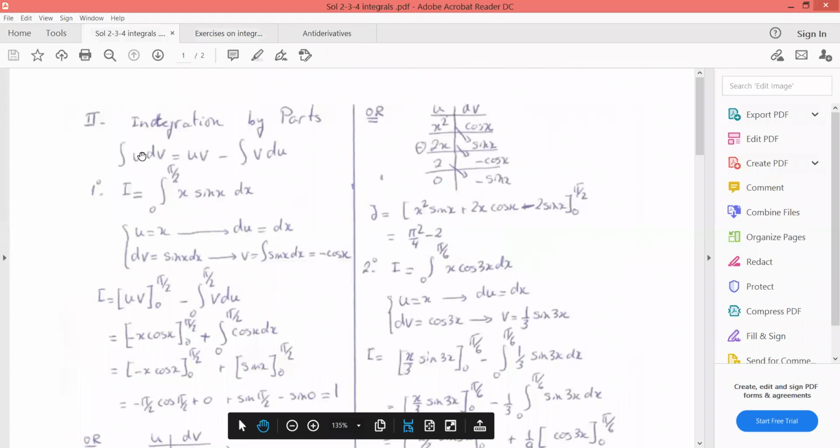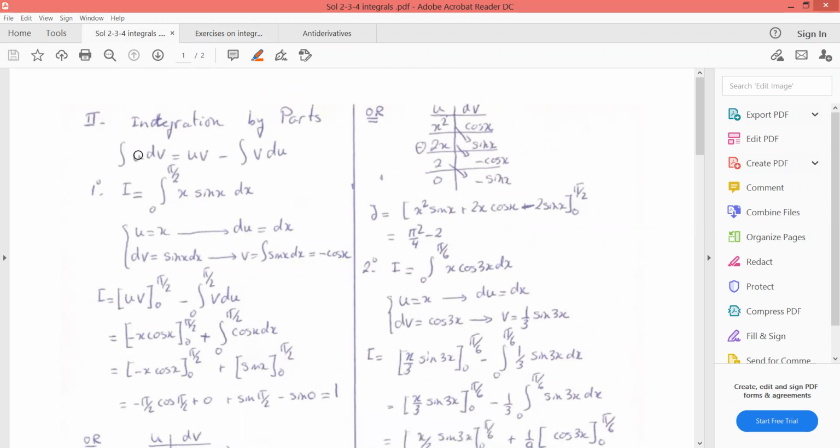First, the rule is: integral of the product u dv equals uv minus integral of v du. This rule you have to memorize. You have to memorize this rule. Integral of u dv equals uv minus integral of v du.